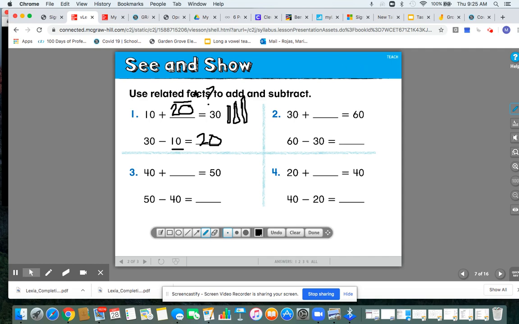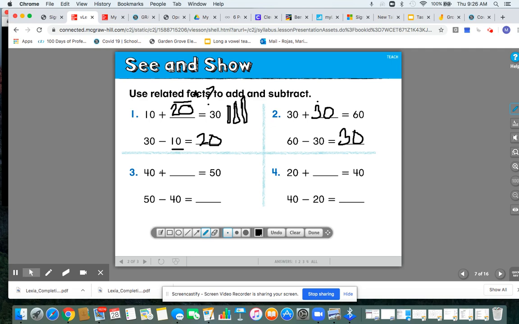So here, 30 plus one number gives me 60. Well, I know that this is easy. These are doubles. 30 plus 30 gives you 60. Well, when you take away 30, the other one that's left is 30, because 30 plus 30 gives me 60. So 60 minus 30 is equal to 30. So you need to make sure that you are checking your answer with the addition problem, and this will help you in the long run, okay?